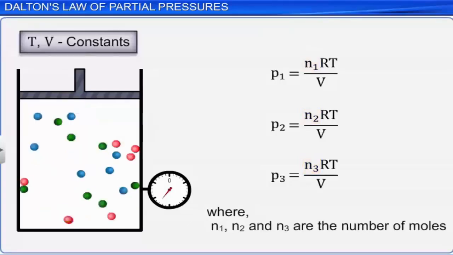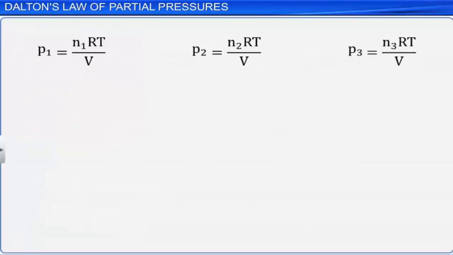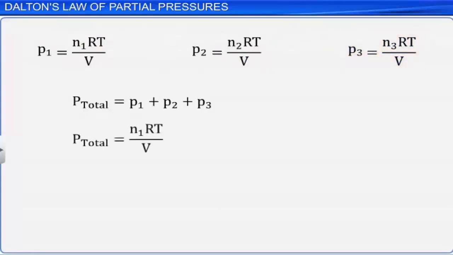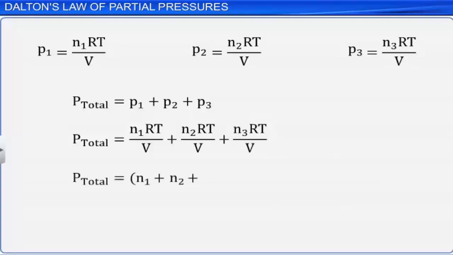According to Dalton's law of partial pressures, the total pressure exerted by the mixture of gases P total is equal to P1 plus P2 plus P3. On substituting the values of P1, P2 and P3, we get P total equals N1RT divided by V plus N2RT divided by V plus N3RT divided by V. On simplifying, we get P total is equal to N1 plus N2 plus N3 multiplied by RT divided by V.